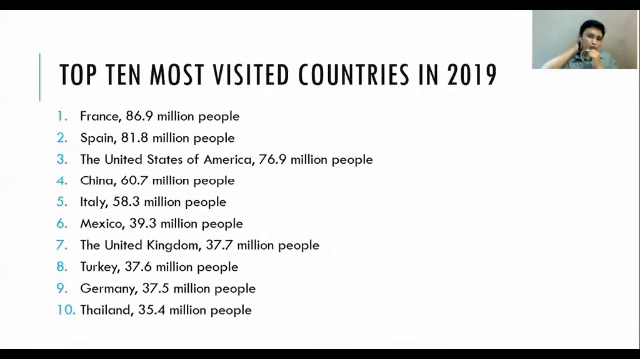Okay, so according to the UNWTO, United Nations World Tourism Organization, based on their review for the barometer publication, as of 2019, the most visited country in the world is France, the city of love and the city of lights. So 86.9 million people. And then Spain, the second one.